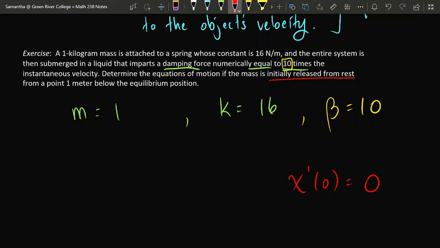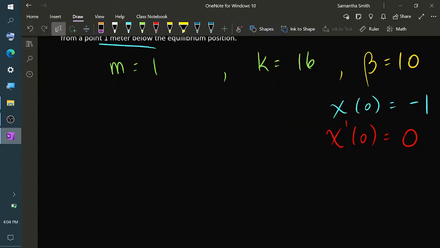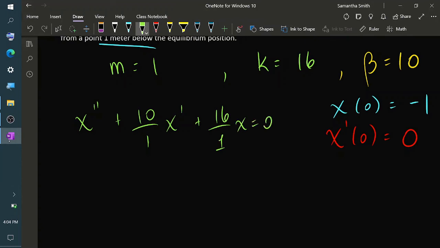At what position was the object released? It was released from a position 1 meter below equilibrium. So I'm going to record that as x of 0, initial position, equals -1, -1 for below. So with these values of m, k, and beta, we can fill in the blanks of our differential equation. The second derivative of the object's position plus 10 divided by 1, beta divided by the mass, times the first derivative, plus k divided by the mass, no derivatives, is equal to 0.